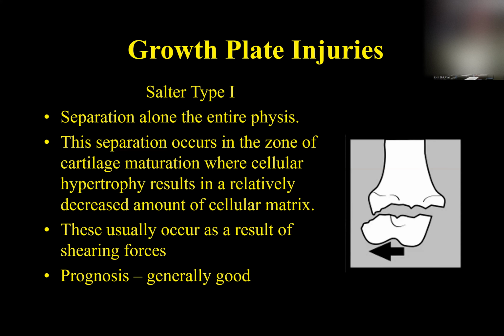The prognosis for a Salter-Harris type 1 fracture, if you don't fix it, is poor. The animal is going to develop really bad arthritis and an angular limb deformity. But if you surgically go in and fix it, the prognosis for continued normal growth is usually pretty good.